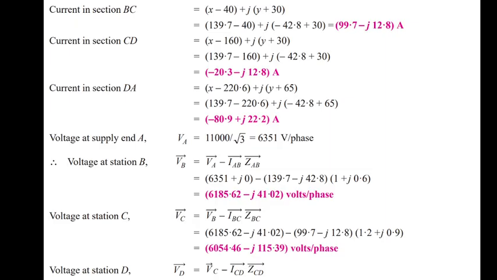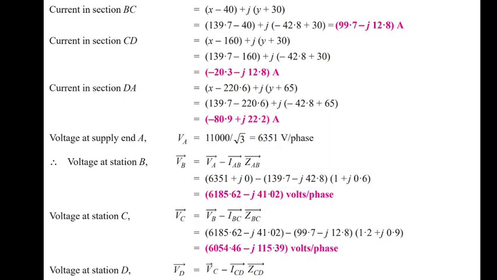and determining the voltages at different nodes. Using the previously obtained values of the unknown variables, the currents in sections BC, CD, and DA are computed in complex form. Then, starting from the known supply voltage at point A, the voltages at points B, C, and D can be calculated sequentially by subtracting the voltage drop across each section.